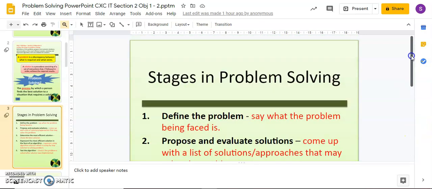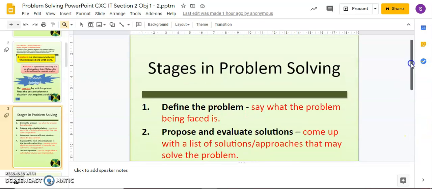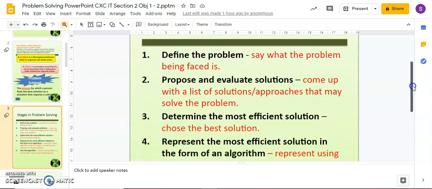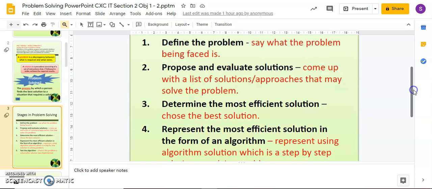All right, now we are going to be looking at the stages in problem solving. One of the stages is to define the problem. In defining the problem, you say what the problem being faced is. As I said before, is it to bake a cake? That could be a problem. What is that problem? That is defining the problem.